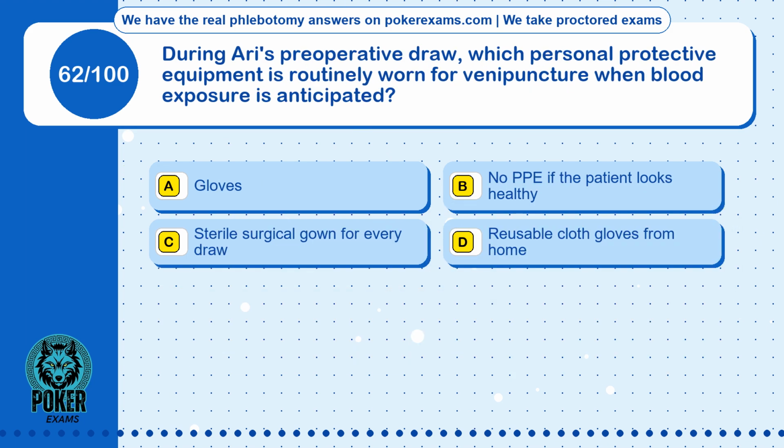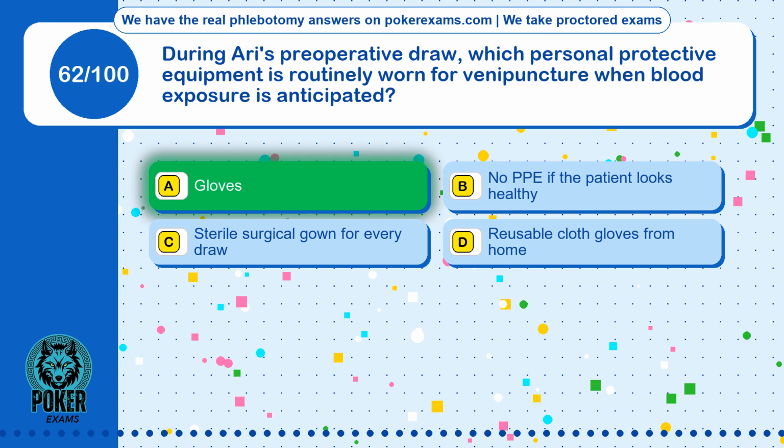Question 62. During RE's preoperative draw, which personal protective equipment is routinely worn for venipuncture when blood exposure is anticipated? Option A, gloves. Option B, no PPE if the patient looks healthy. Option C, sterile surgical gown for every draw. Option D, reusable cloth gloves from home.